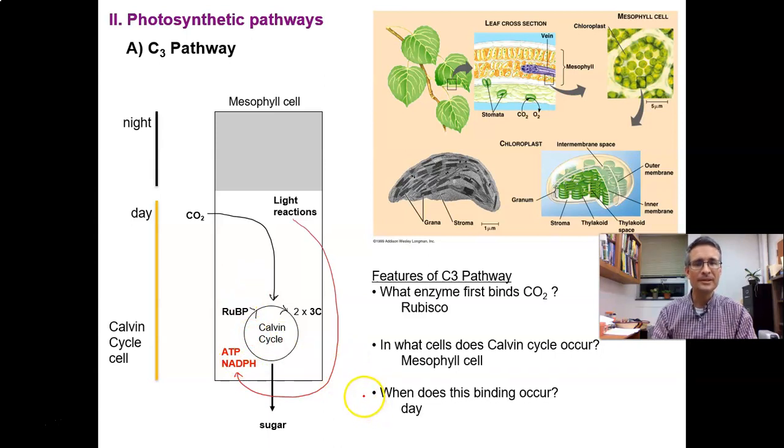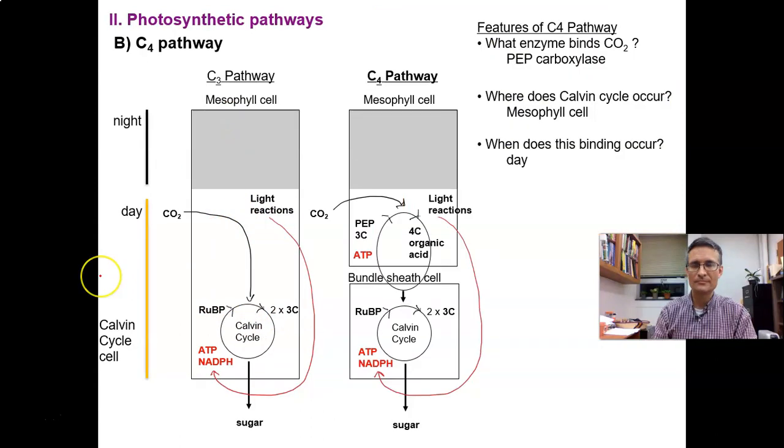And then finally, let's think about when during the day these reactions are taking place. When during a 24-hour period these reactions are taking place. And the answer is they're taking place during the day. So in our little mesophyll cell over here, I've indicated that the mesophyll cell can be a cell at night, the mesophyll cell can be a cell during the day, but these reactions are taking place during the day, not during the night. Our second photosynthetic pathway is the C4 pathway.